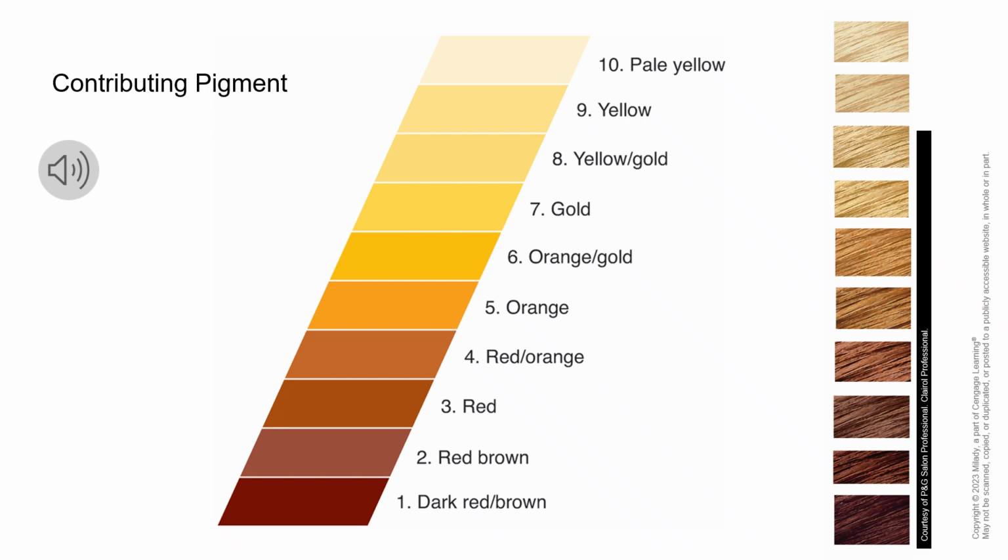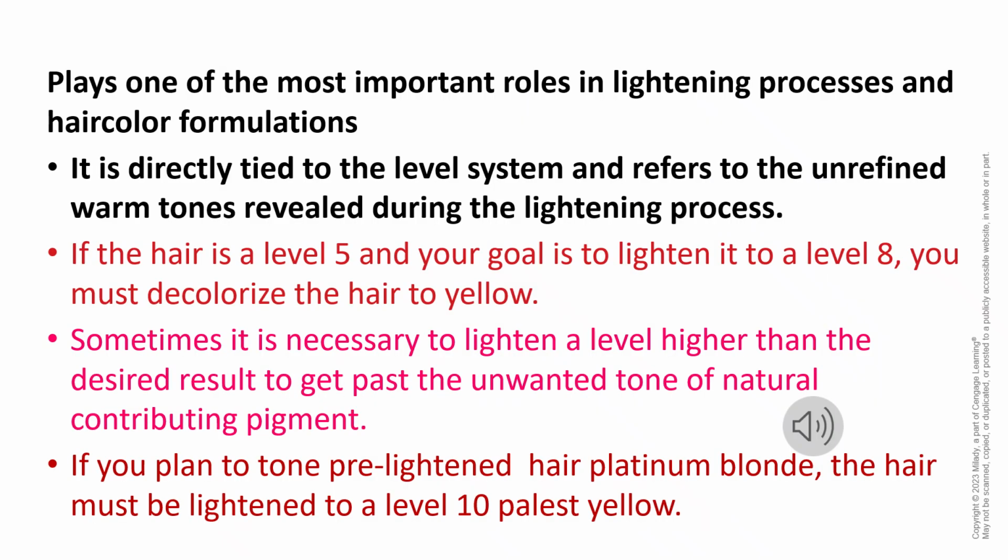Contributing pigment plays one of the most important roles in lightening processes in hair color formulations. It is directly tied to the level system and refers to the unrefined warm tones revealed during the lightening process. If the hair is a level 5 and your goal is to lighten it to a level 8, you must decolorize the hair to yellow.